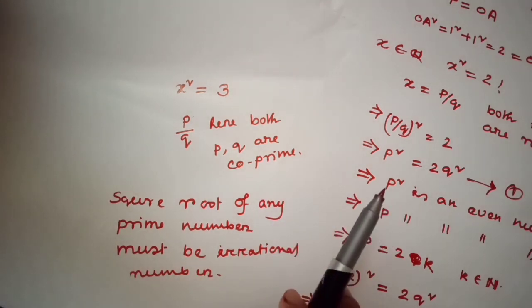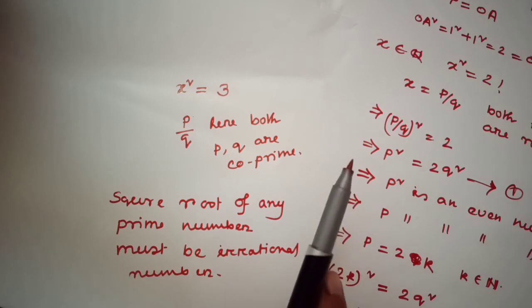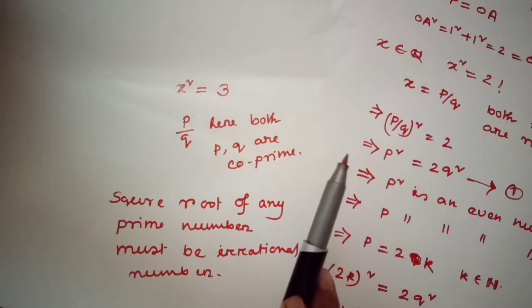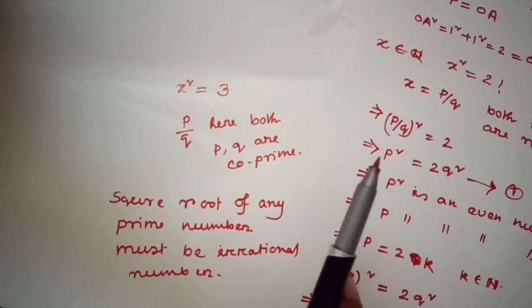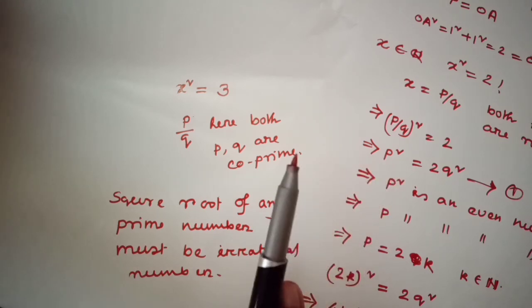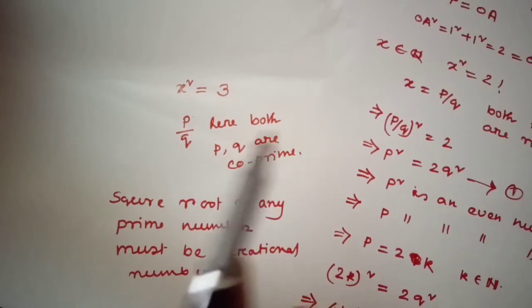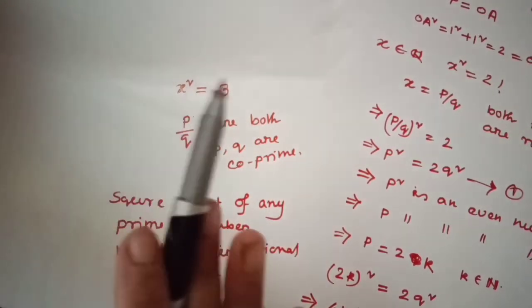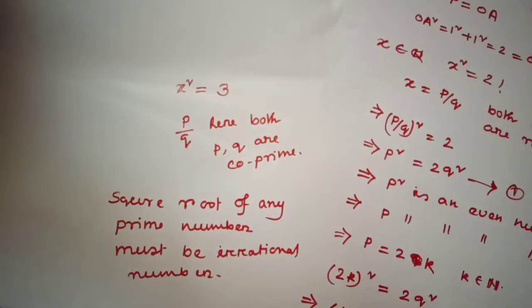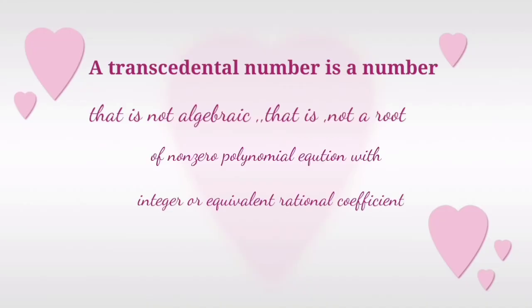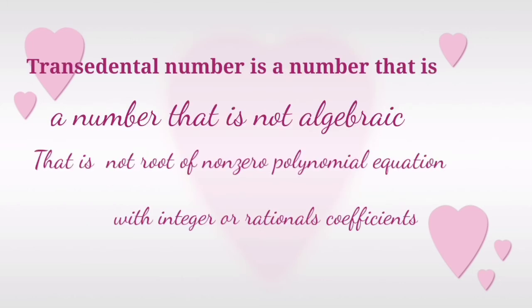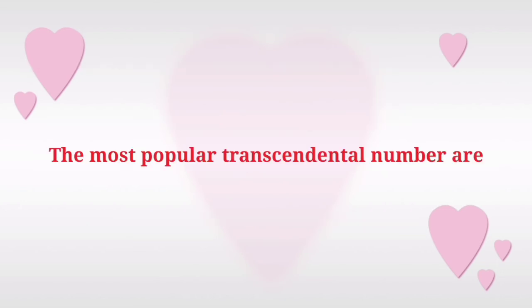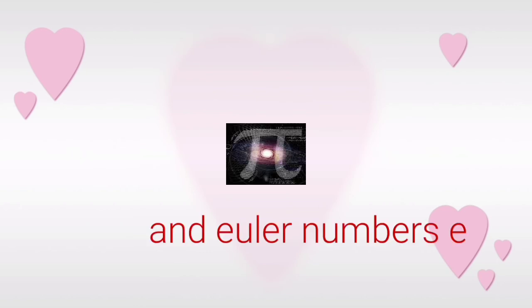By the 17th century, mathematicians generally used the decimal fraction with modern notation. It was not, however, until the 19th century that mathematicians separated irrational numbers into algebraic and transcendental parts. What is the transcendental part? Let's see. A transcendental number is a number that is not algebraic, that is, not a root of a non-zero polynomial equation with integer or rational coefficients. The most popular examples are pi and Euler's number e.